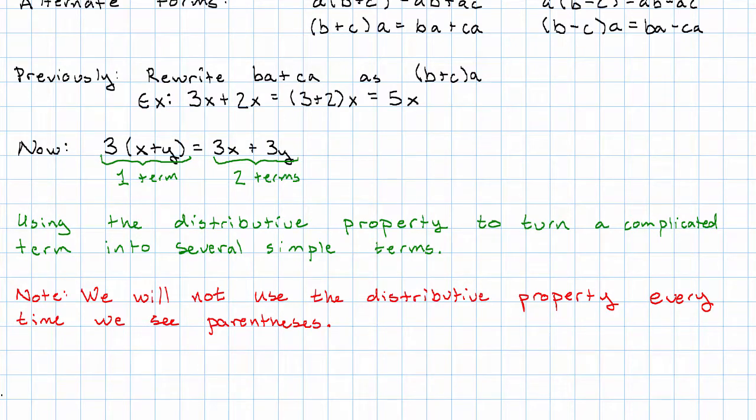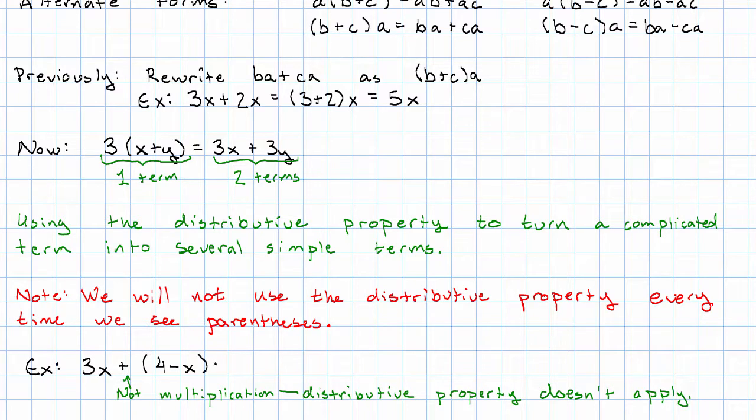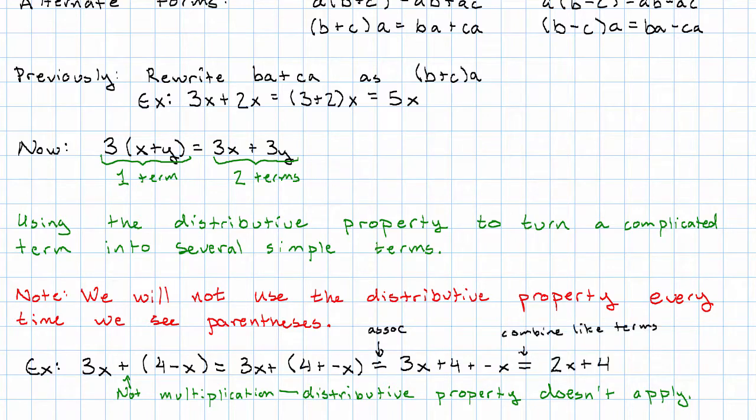For example, if we have 3x plus the expression in parentheses 4 minus x, the distributive property doesn't apply here because this is not multiplication. Instead, we would rewrite everything as addition, and then the associative property lets us just throw away those parentheses, and then we can combine like terms, combining the two x terms in this case.